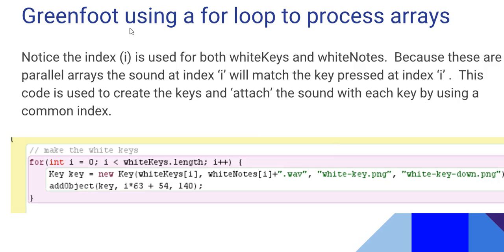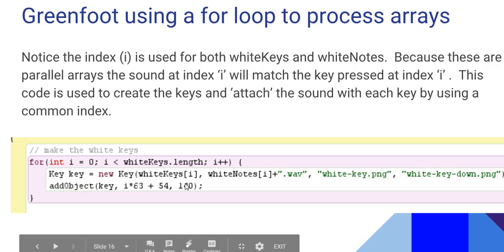Greenfoot also uses a for loop when processing arrays. We looked at that actually in, I think, a previous slide. But the index i is used for both the white keys and the white notes because they're using that parallel array relationship.